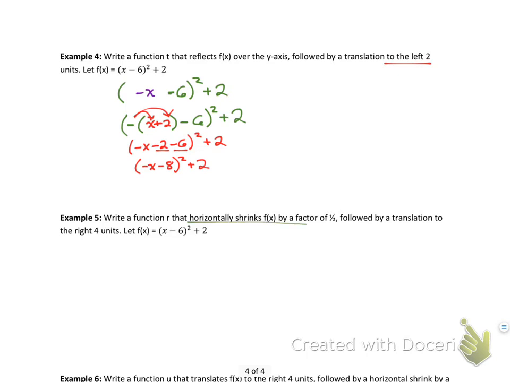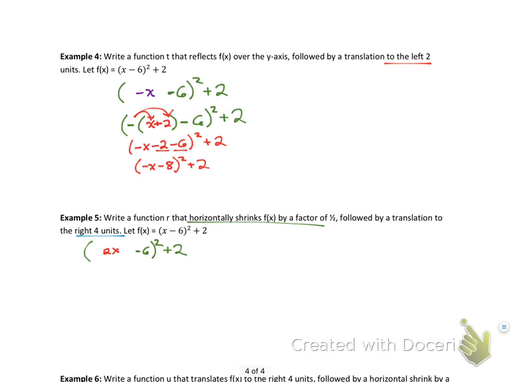Next, we have a horizontal shrink by a factor of 1/2. A horizontal shrink goes inside and we flip it, so we need an inside. That means we're writing this equation again. So instead of x, we have parentheses, minus 6, squared, plus 2. It's a horizontal shrink by a factor of 1/2, so we're taking that 1/2, flipping it, and putting it in front of x. So it becomes 2x right here. Again, nothing to distribute, so we don't need those parentheses. Then we're moving to the right 4 units.